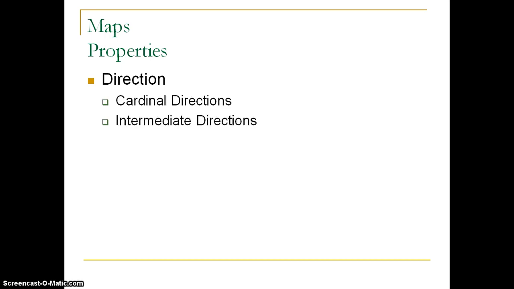We have three different types of directions. We have what are called cardinal directions, intermediate directions, and relative directions. Now, when we're talking about maps and using maps, we're either going to be using cardinal directions or intermediate directions. Of course, the cardinal directions are north, south, east, and west, and then our intermediate directions are northeast, northwest, southeast, southwest.